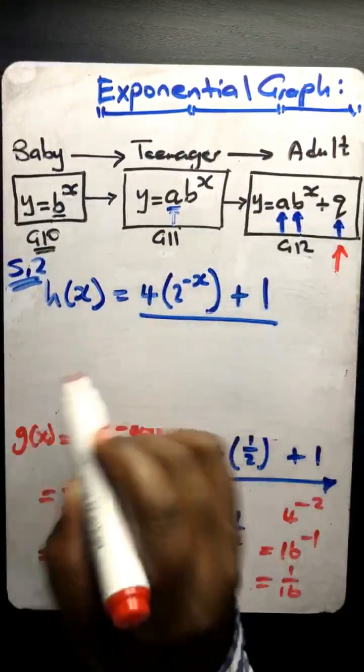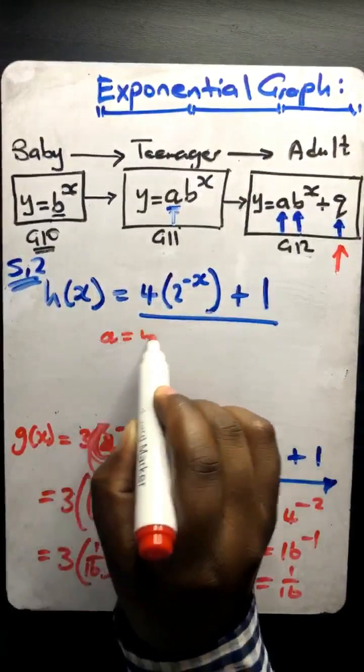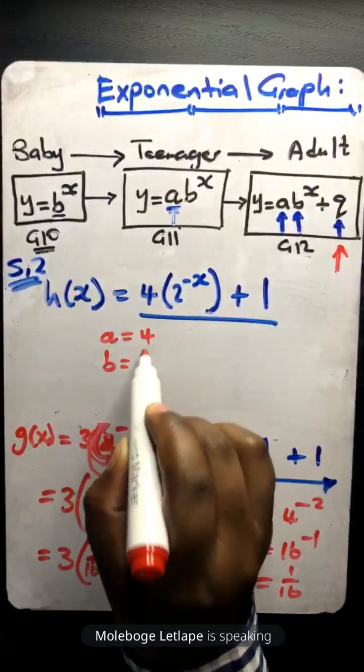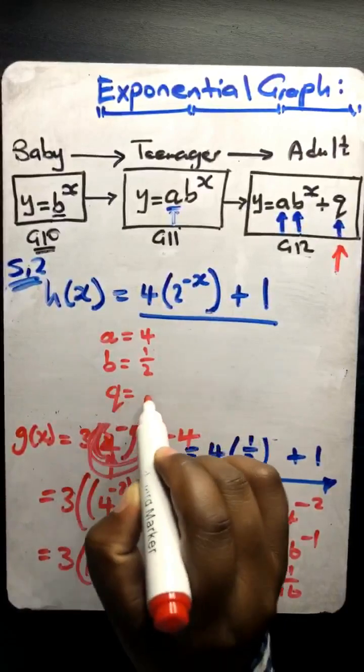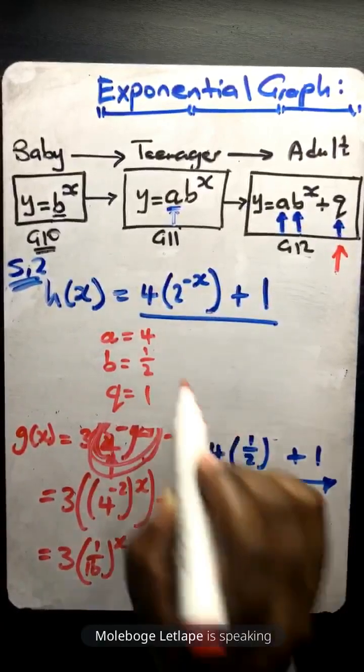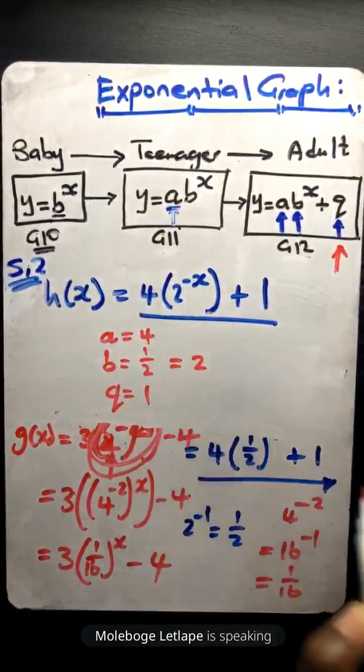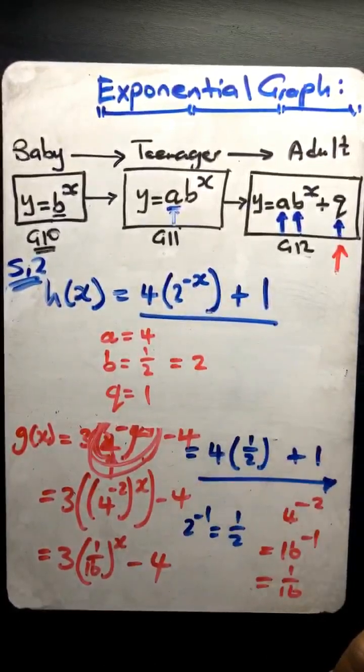No, I see. Our A value is 4. Our B value is 1/2. Our C value, or Q, is 1. Remember, honorable member, you were saying it is 2. So that's where the confusing part is.